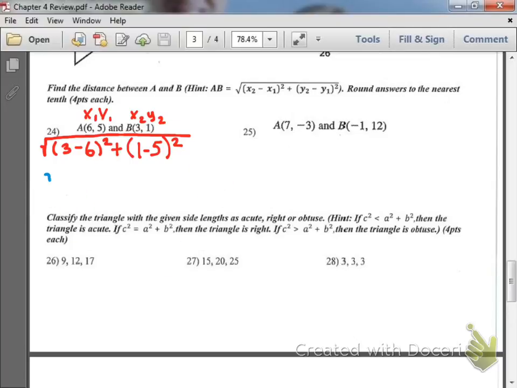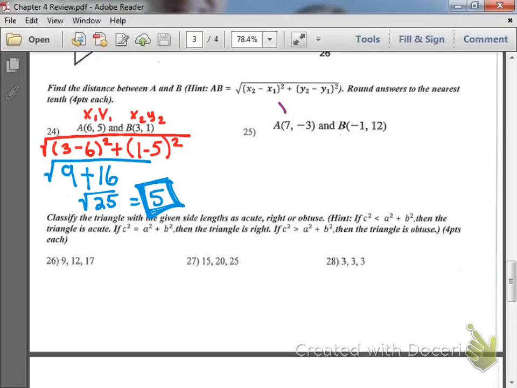But if you want all the points, you need to take it all the way to the end. Okay? 3 minus 6, that's -3, and -3 squared is 9. 1 minus 5, that's -4, and -4 squared is 16. When you add those together, you get 25, and the square root of 25 is 5. So, again, the directions say something about rounding to the nearest tenth. We haven't had to round it at all yet. You might have to round tomorrow, so be aware of that and review it tonight on your own. Questions?